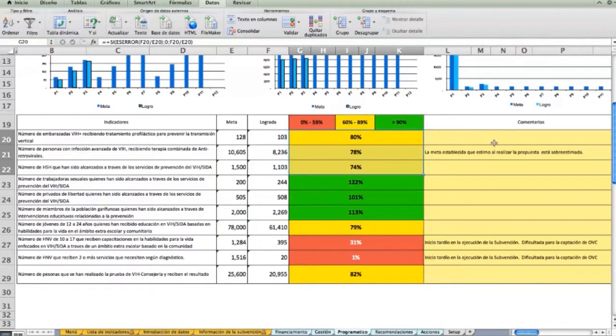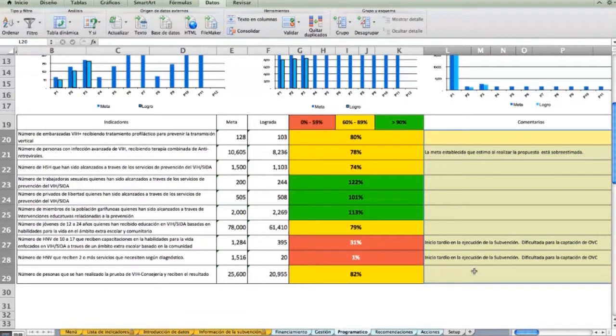There are also the comment lines just like in the other sections, financial and management. They serve as a means for the Oversight Committee and principal recipient to comment or identify important issues which the country coordinating mechanism should monitor.